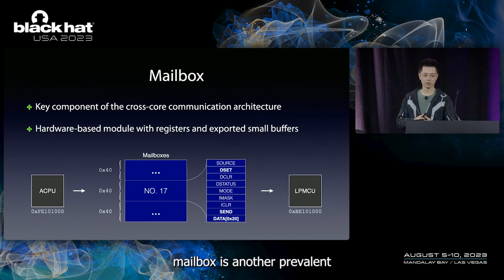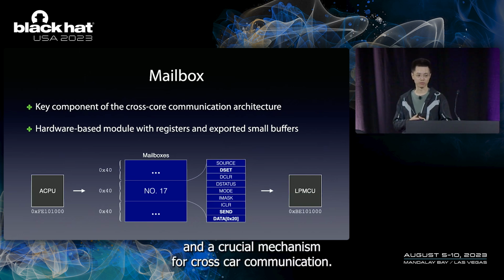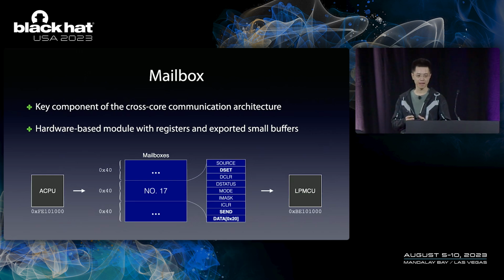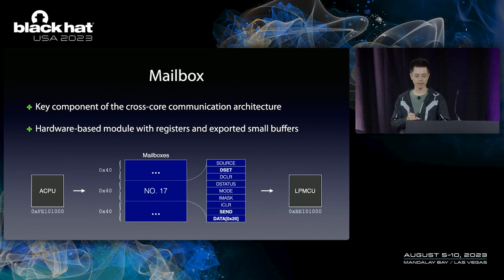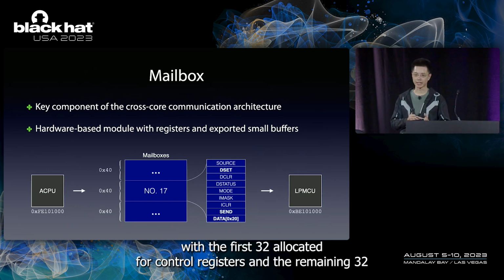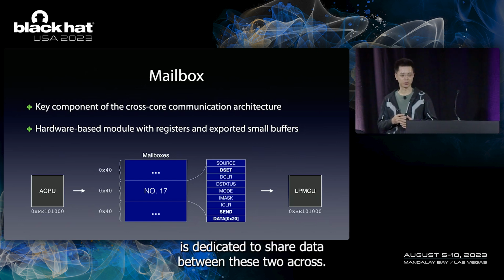Mailbox is another prevalent and crucial mechanism for cross-core communication. It serves as a hardware-based memory slot. In Kirin chipsets, this slot is 64 bytes in size, with the first 32 allocated for control registers, and the remaining 32 dedicated to sharing data between these two cores.